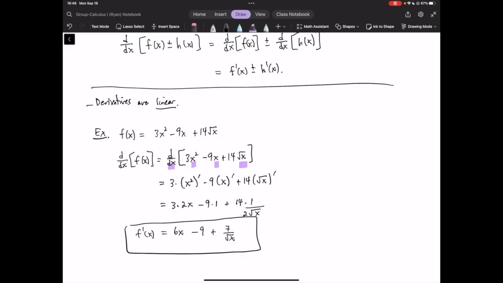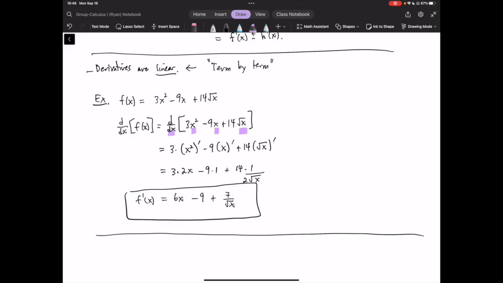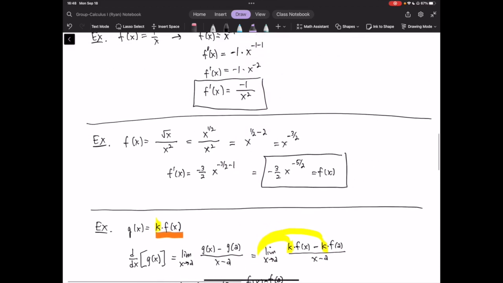The power rule and the linearity properties can all be applied together here. Term by term. When you think of linear, just think of term by term. We can break down our derivatives term by term as long as they're added or subtracted. If the functions are multiplied or divided, we saw one example up here where we had to do some more work, right?